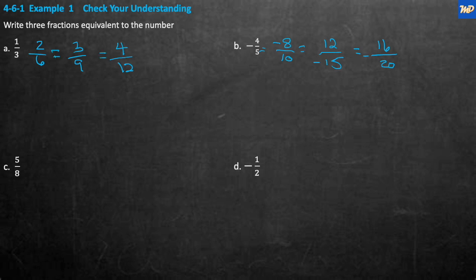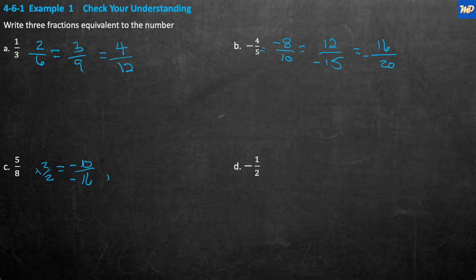Okay, let's go on to 5/8. So let's try something a little different this time. We're going to do 5/8. Let's write it differently. So it's times 2. So 5/8 times 2 over 2 is equal to 10 over 16. Okay? But we want positive, but I'm going to put negative here and negative there. So negative 10 divided by negative 16 is 5/8.